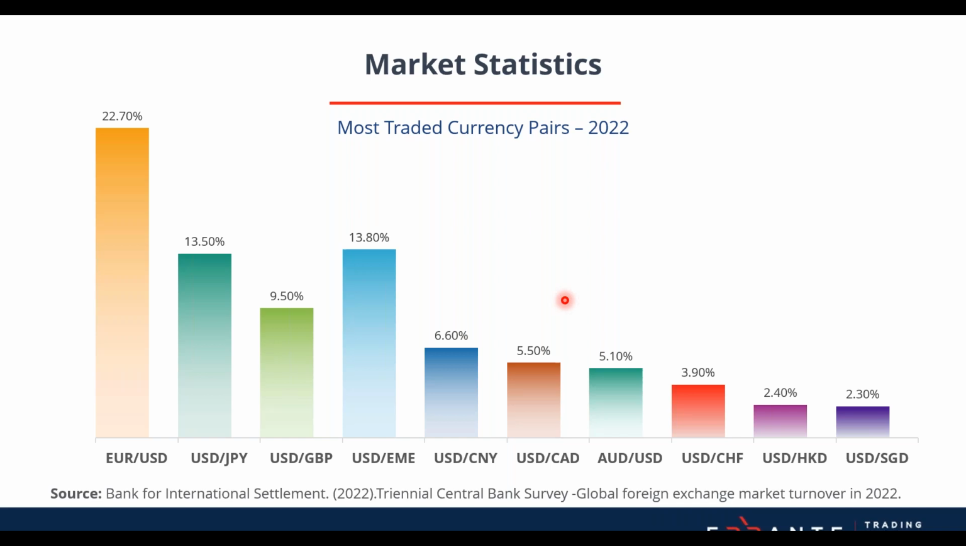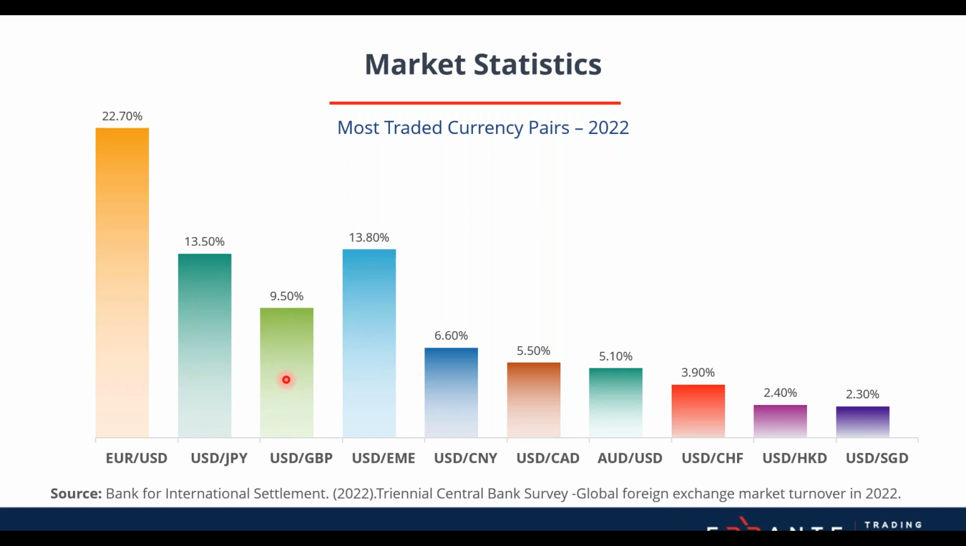Then you see USD/JPY with a 13.5% proportion of all trades in 2022, bridging the East and the West. This pair reflects the economic dynamics between the US and Japan. Its movements can be influenced by geopolitical tensions and shifts in global risk sentiment. So watch out for economic indicators from both nations, especially central bank announcements, as they can induce volatility.